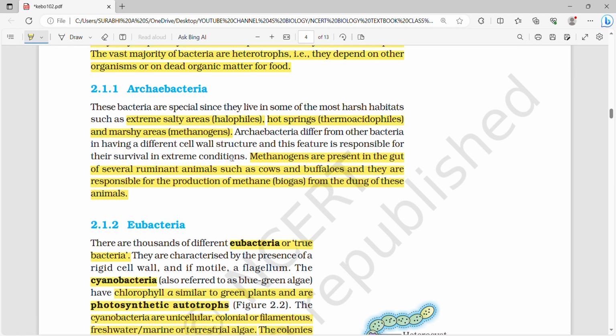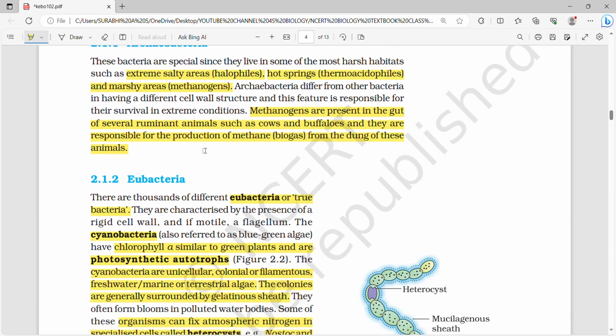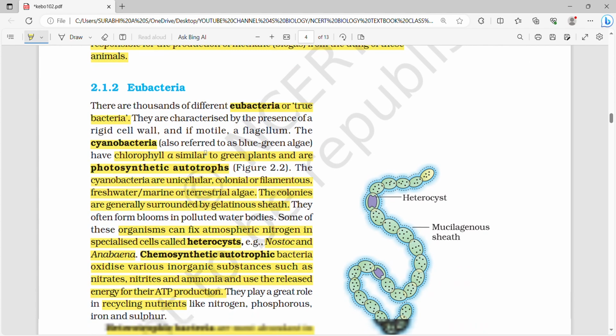Archaebacteria live in harsh habitats. This is the most probable question, and I think in PYQ also they have asked about archaebacteria regarding methanogens, biogas, and this also. Extreme salty areas: halophiles. Hot springs: thermoacidophiles. Hot means thermo. And marshy areas: methanogens. Methanogens are present in the gut of several ruminant animals such as cow and buffaloes, and they are responsible for the production of methane from the dung of these animals. So this is also important.